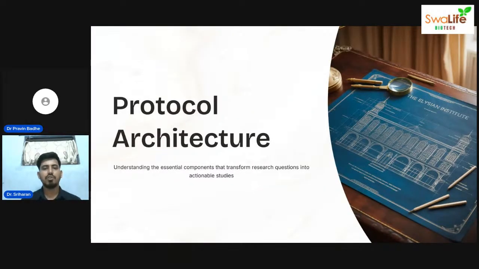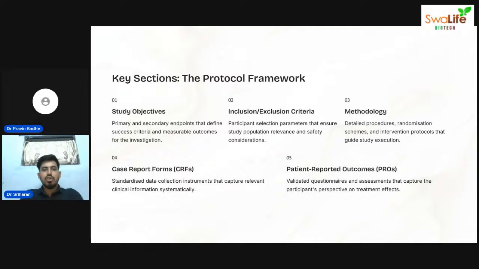Here we are going to see the architecture of the protocol. When framing a protocol, we want to keep these five core things in mind. First thing is study objectives; we will see them one by one, very briefly. Second thing is inclusion and exclusion criteria. Third is methodology, fourth is case report form, and the final one is patient reported outcome.